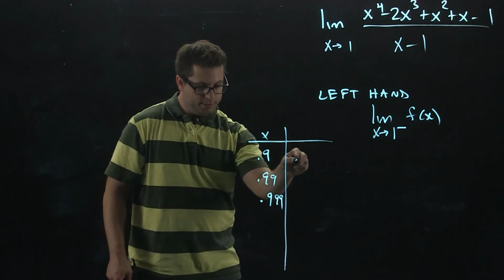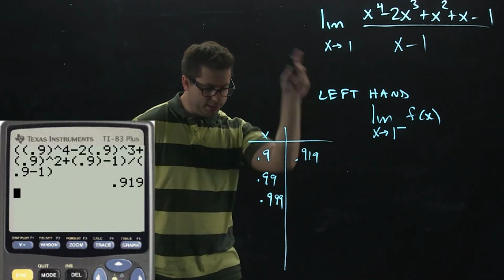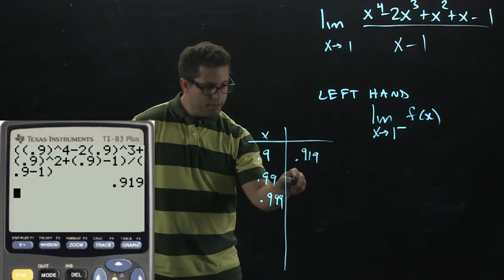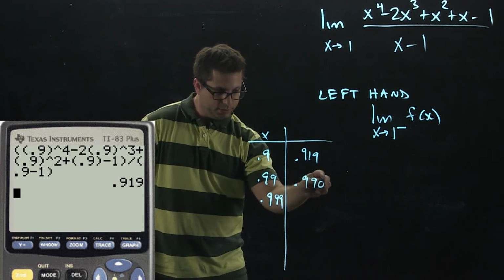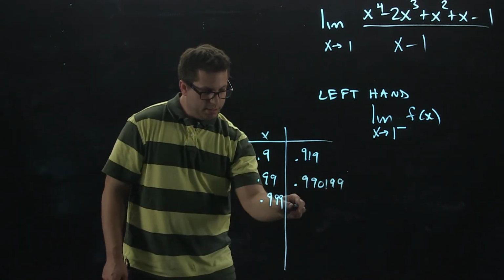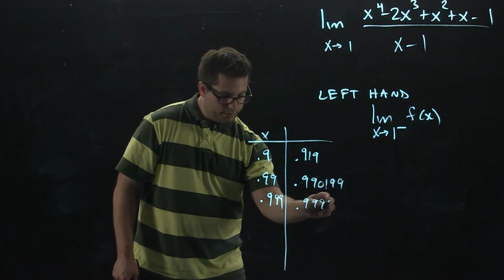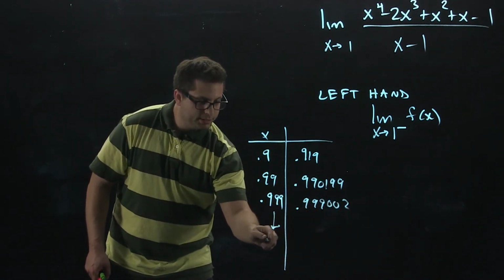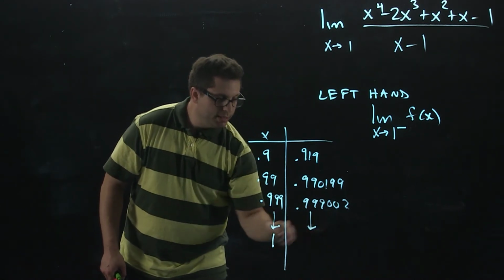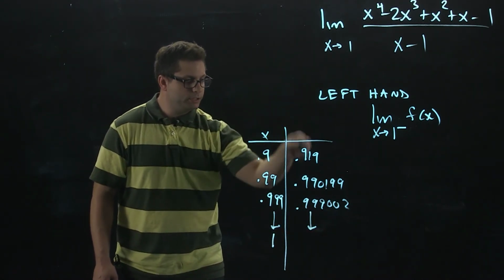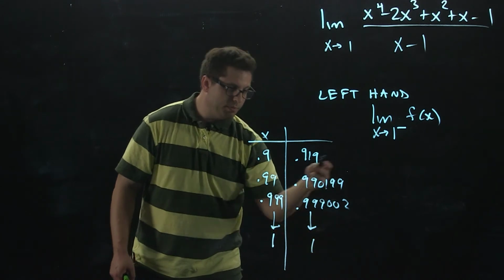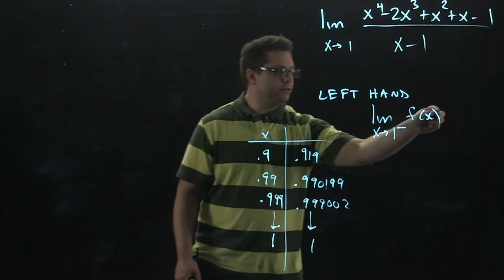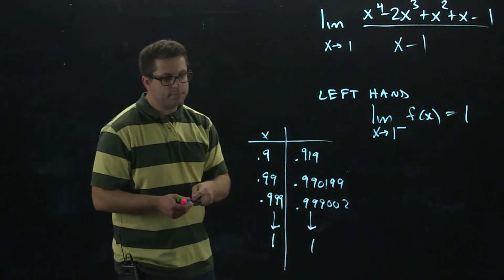And so we get 0.919, 0.990199, 0.999002. The calculator over here shows what I'm typing in. So as x approaches 1, we expect the function value to also be 1. So you can come back up here and say 1.